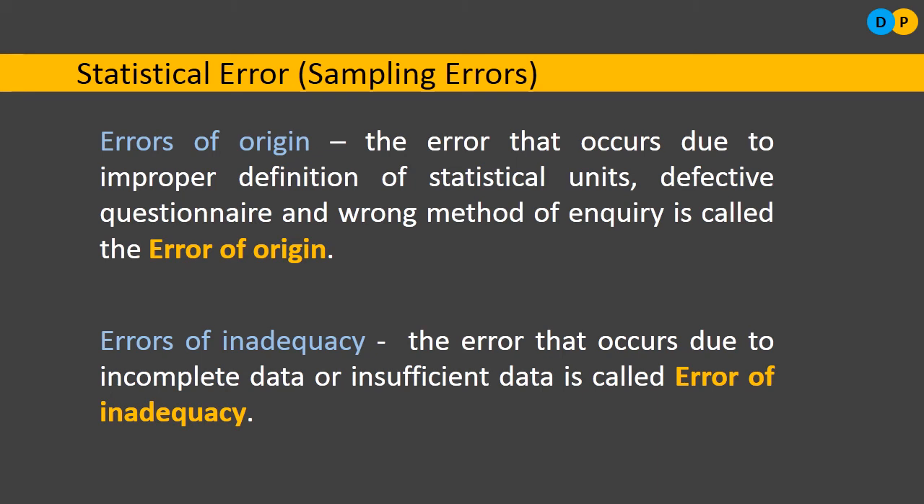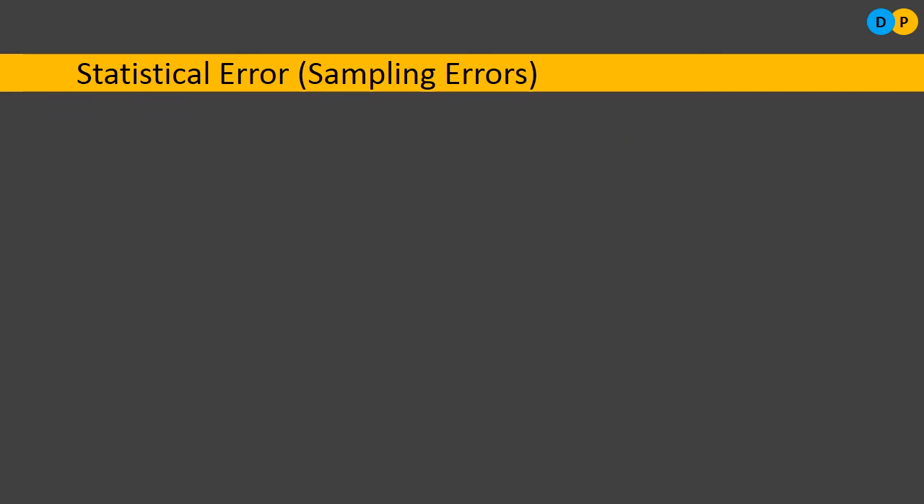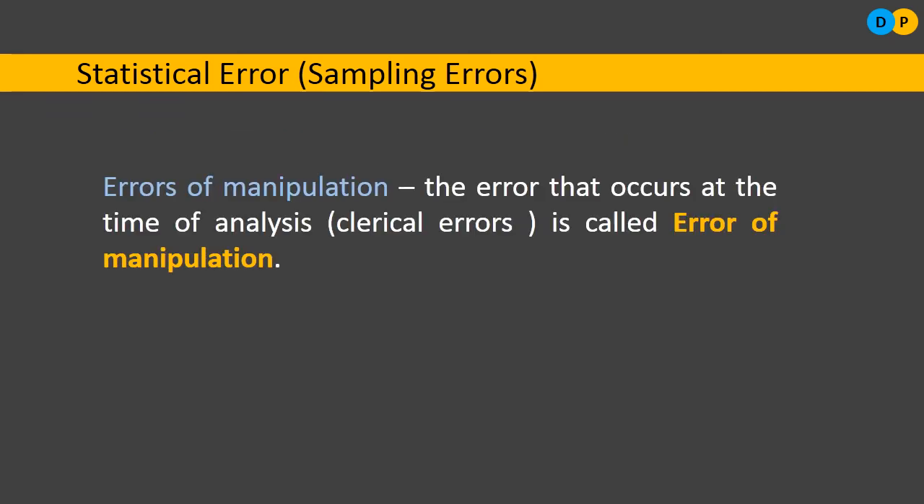So what are errors of inadequacy? The error that occurs due to incomplete data. The data not being given completely, or insufficient data, is called error of inadequacy. And the third cause is errors of manipulation. What is manipulation? Conversion. Okay, so how does it happen? It is the error that occurs at the time of analysis.